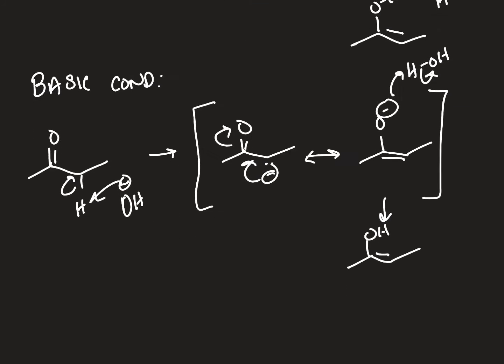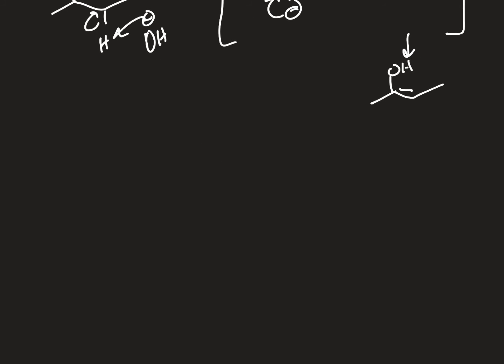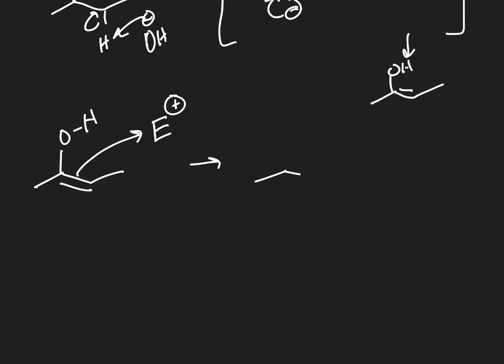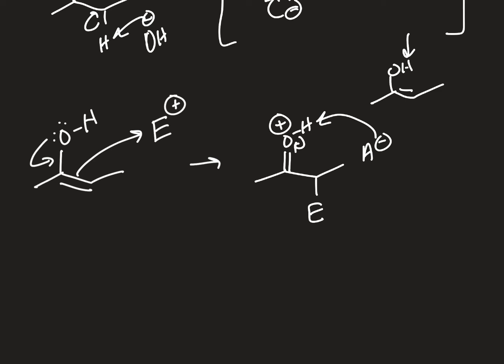Now, once we have the enol, it can act as a nucleophile. So that enol, we have pi electrons, which can be nucleophilic and can attack an electrophile. And at the same time of that attack, your electrons are going to come down and form the new pi bond. And then we can have a base come in and deprotonate. So that is one way our enol can act as a nucleophile.